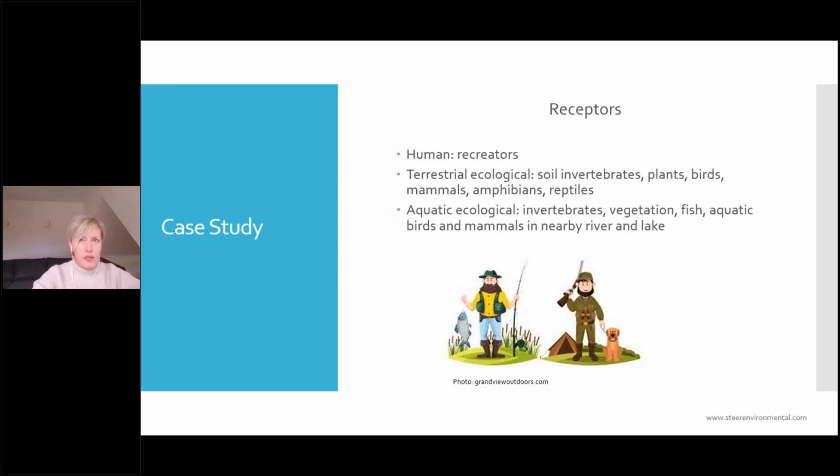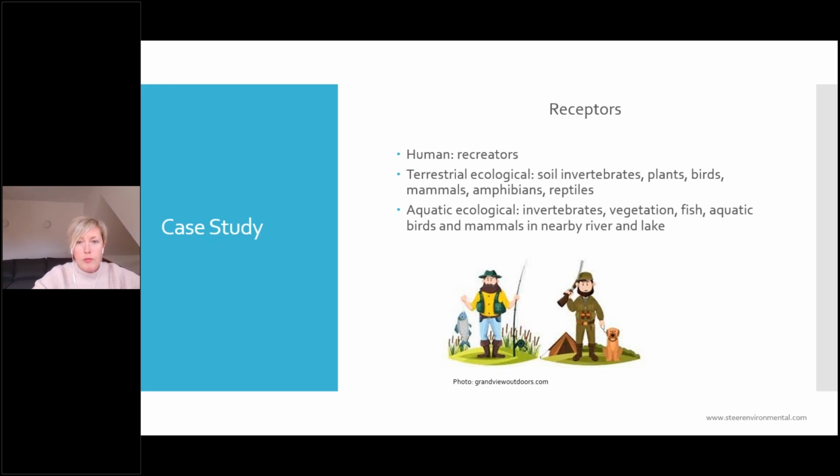So when we think about receptors, that's the next step. We look at the site, we know it's 18 kilometers from the nearest town. There's no redevelopment plan for the site or anywhere near it. It is expected to continue to evolve into a wildland state. So really our human receptors are recreators. We're thinking about hikers, anglers, hunters.